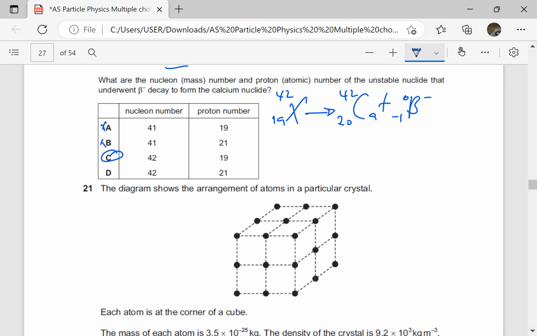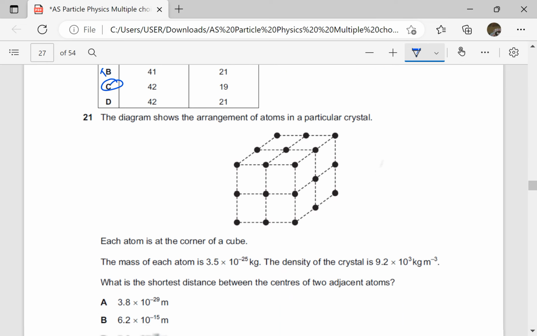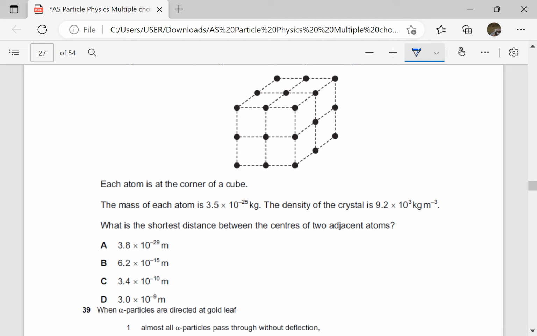The diagram shows the arrangement of atoms in a particular crystal. Each atom is at the corner of a cube. The mass of the atom is 3.5 times 10 power -25 kilograms. The density of the crystal is 9.2 times 10 power 3 kilograms per meters cubed. What is the shortest distance between the centers of the two adjacent atoms?